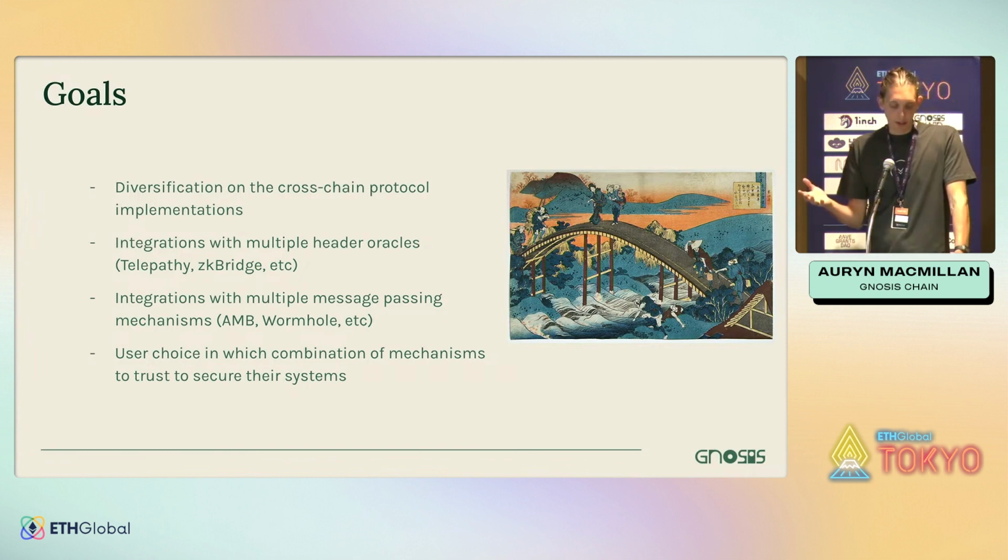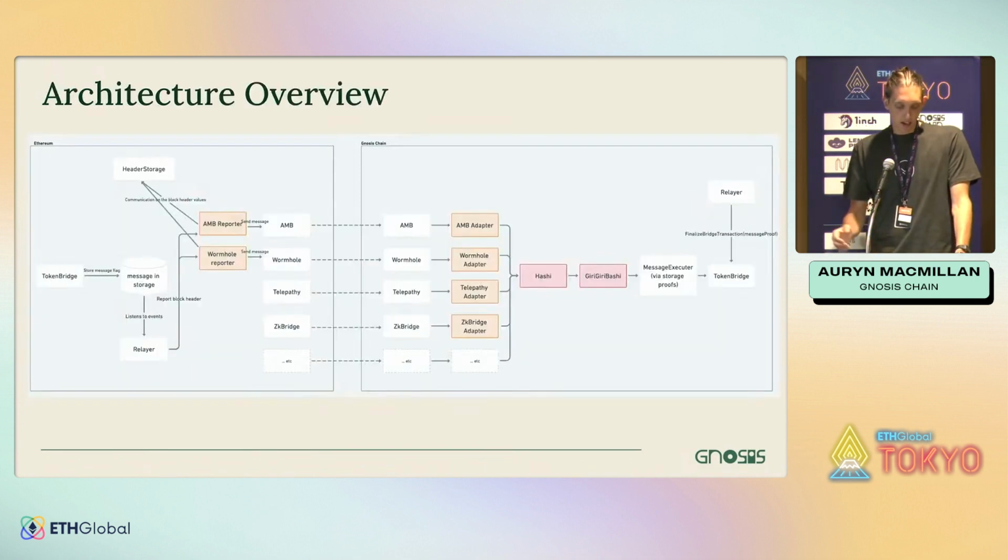And what we want to do is allow users to choose what combinations, and what thresholds of these combinations, their system requires in order to build custom trust assumptions for their system.